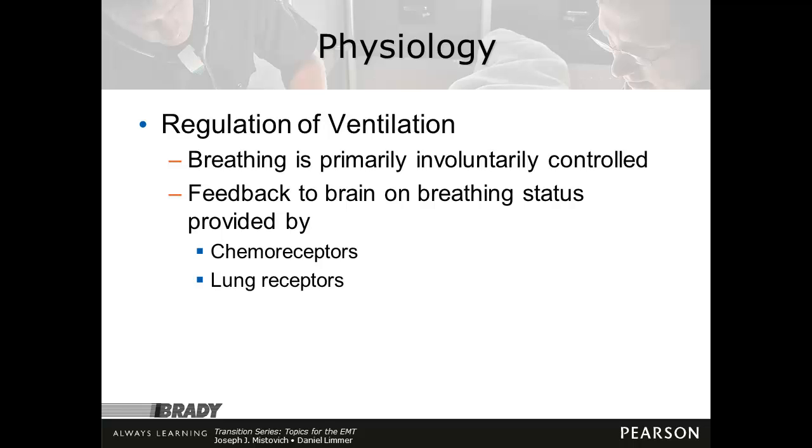Chemoreceptors are specialized receptors that monitor the number of hydrogen ions, that is to say the acidity or pH of the blood, and the amount of carbon dioxide and oxygen in the arterial blood. There are two types of chemoreceptors, central and peripheral.